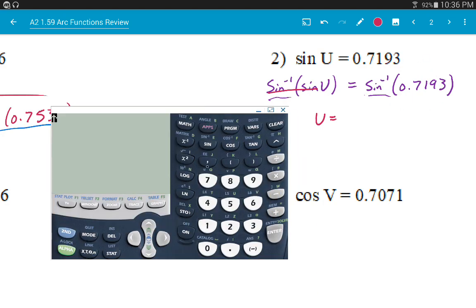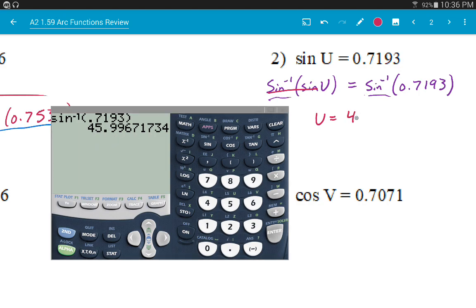So second sine of 0.7193. And let's see how many degrees that is. 45.996, since we're rounding to the nearest whole number, we would say 46 degrees. Okay, so that's how you're going to do the front of this.